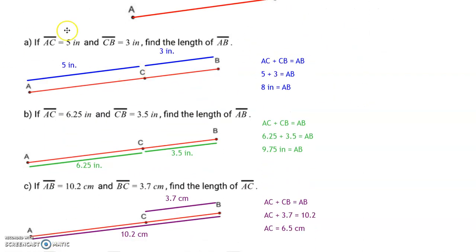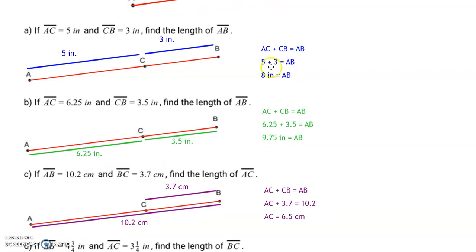For example, in letter A, it says AC is 5 inches, CB is 3 inches. Find the length of AB. Well, we know that AC plus CB equals AB. This is a fact. Once we know this fact, we make it into an equation. We substitute in the numbers. We know that AC is 5. We know that CB is 3. So all we have to do was solve this equation for AB, and AB is 8 inches. In order to get full credit for this, you need to write the units.